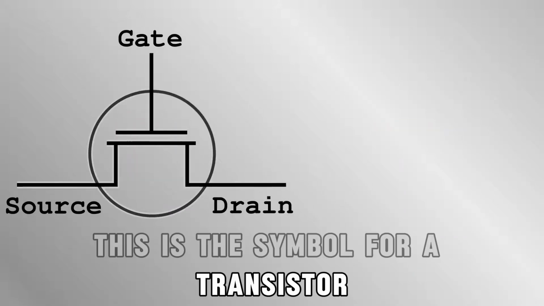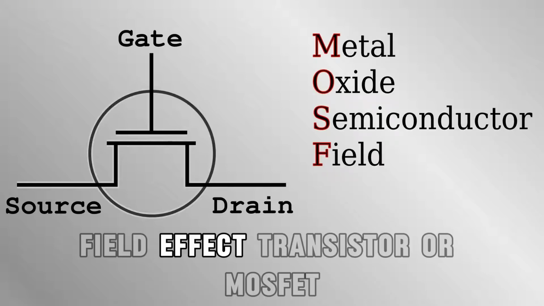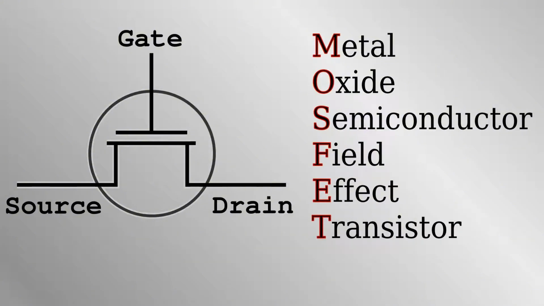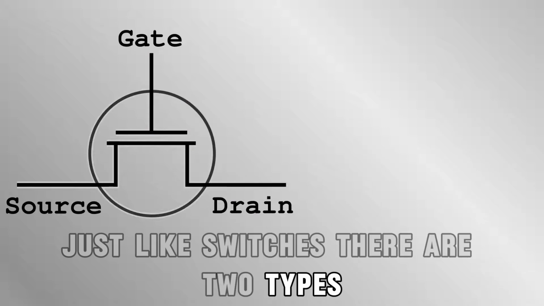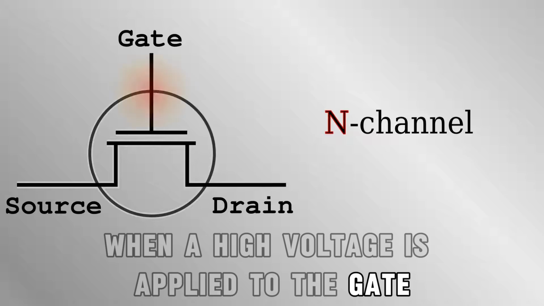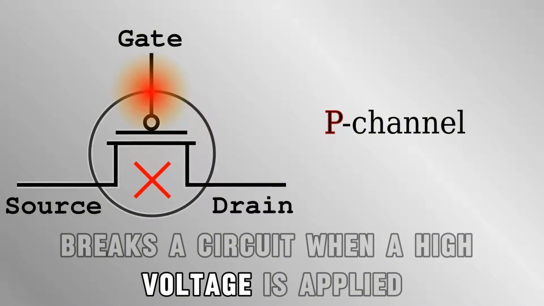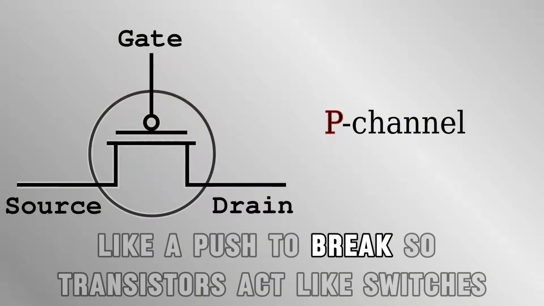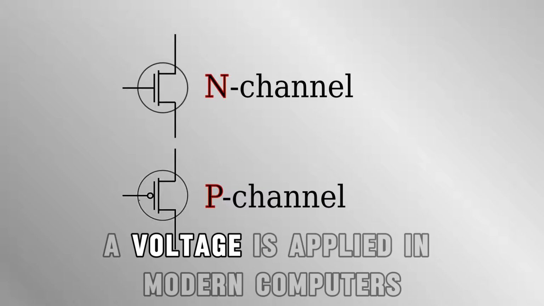This is the symbol for a transistor. More specifically, it's a metal oxide semiconductor field-effect transistor, or MOSFET. Its source and drain are like the two terminals of a switch, but it has a third terminal called a gate. Just like switches, there are two types. The N-channel type makes a circuit when a high voltage is applied to the gate, like a push to make. The P-channel breaks the circuit when a high voltage is applied, like a push to break. So transistors act like switches, except instead of a person pressing it down, a voltage is applied.